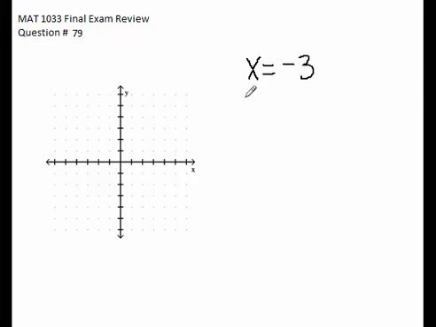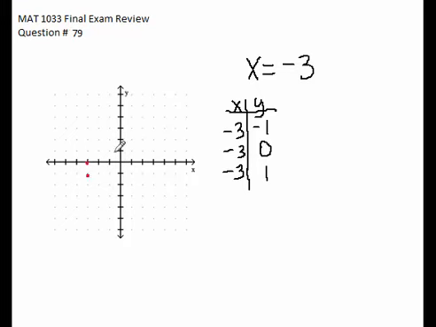We can use an XY table to graph that, and because there's only the single variable, x is always equal to -3. So I'll just show it for 3 points, and then y is any value I want, any real number value, so -1, 0, 1. I plot those 3 points on the coordinate plane, so -3, -1, and then -3, 0, -3, 1, connect, and you see that this is a vertical.